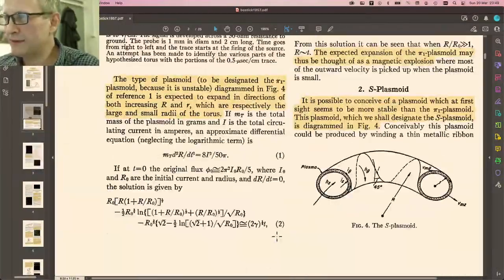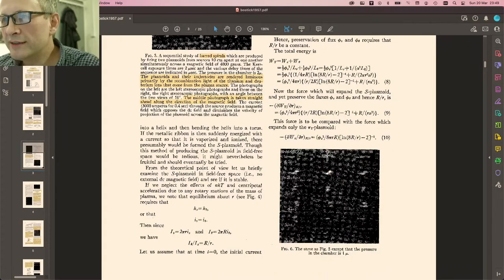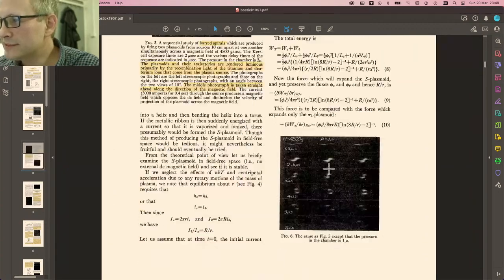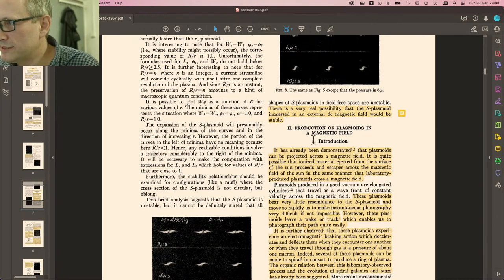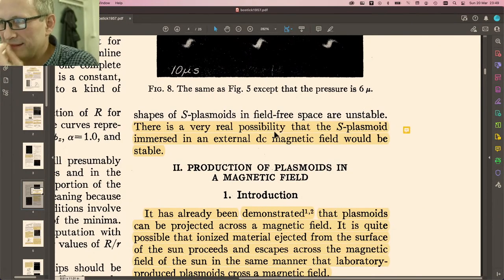Okay, so let's go and have a look at this. Does he say any more about the S plasmoid? He just talks about making it. No, he doesn't say any more there. Does he say any more down here? Okay, this is important. There is a very real possibility that the S plasmoid immersed in an external DC magnetic field would be stable.